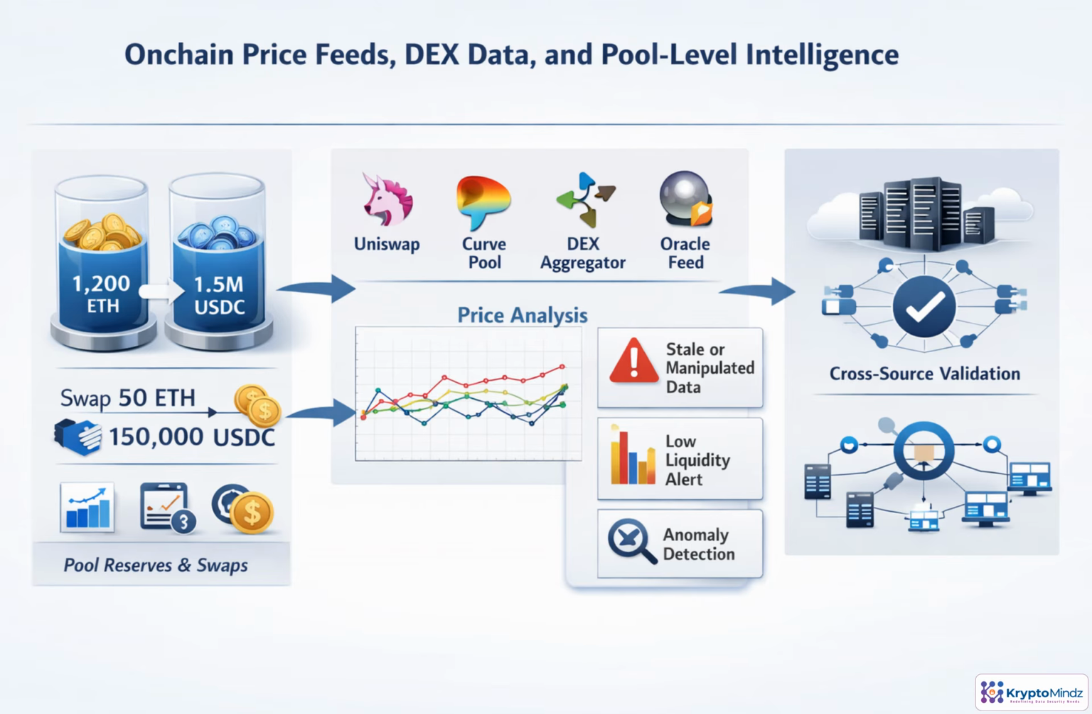On-chain pricing begins at the pool level. Reserves, recent swaps, depth, and volume show what traders are actually paying, not just what an API reports. But one source is never enough. An agent should compare AMM pools, curve-style pools, aggregator quotes, and oracle feeds. Then watch for stale updates, thin liquidity, sudden divergence, or manipulation. When signals agree, pricing confidence rises. When they disagree, the right next step is deeper simulation before acting.